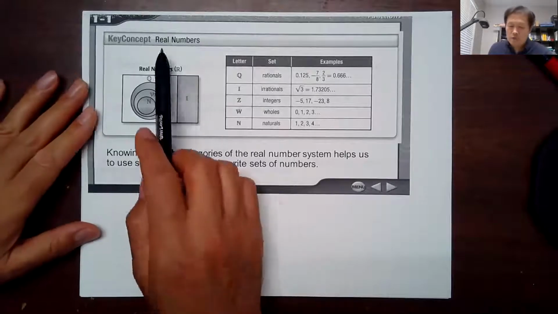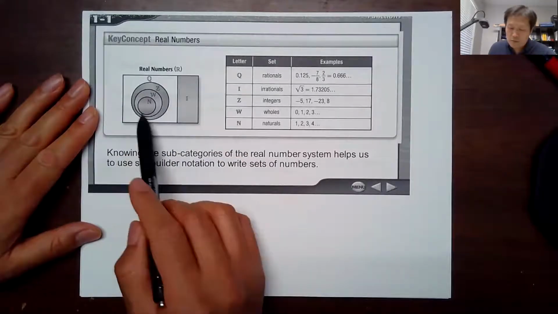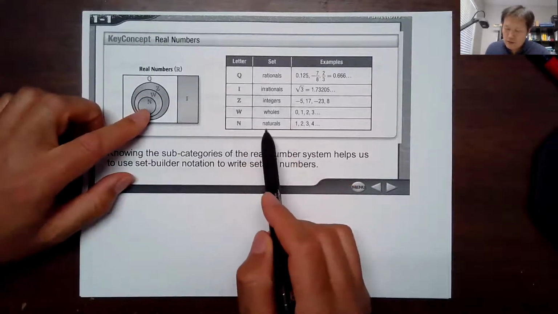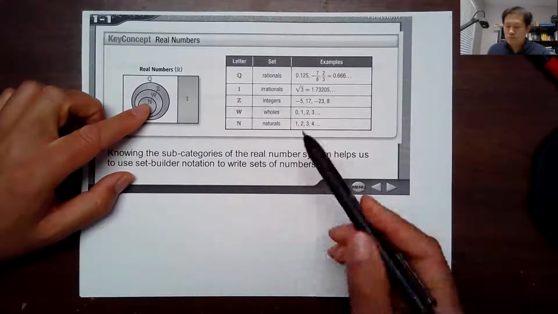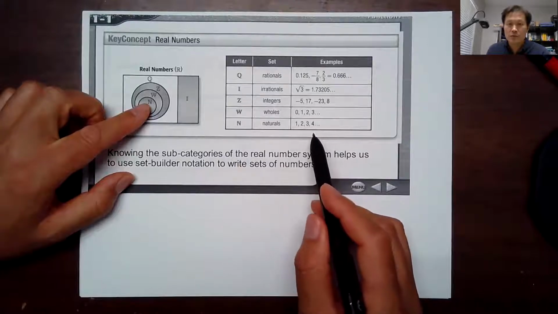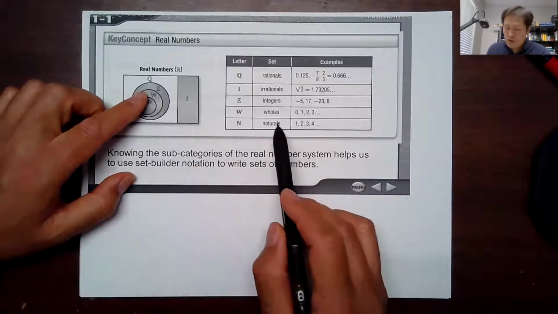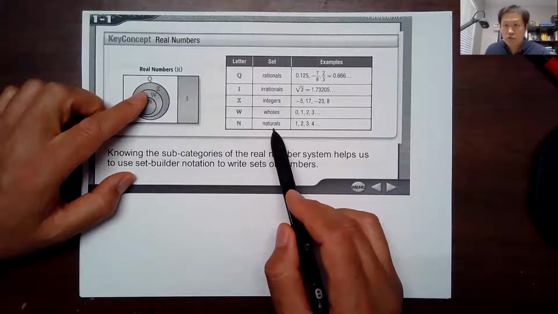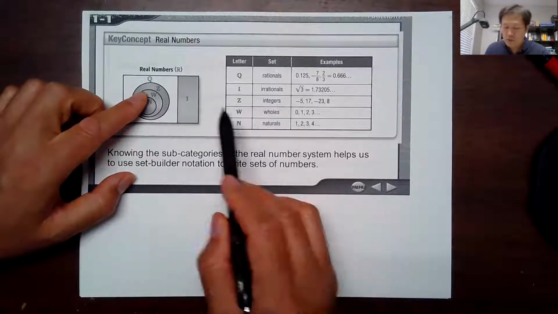Key concept, real numbers. So if you look at it, there's a number very inside, the number we label as natural numbers. Natural numbers are numbers 1, 2, 3, 4, no zero, no decimal. The outside of natural numbers, we call whole numbers. Everything in natural numbers plus zero is whole numbers.